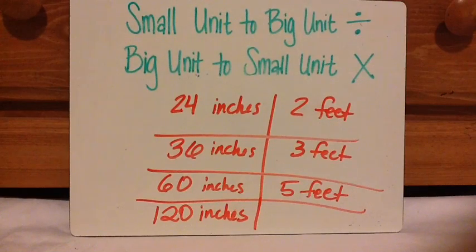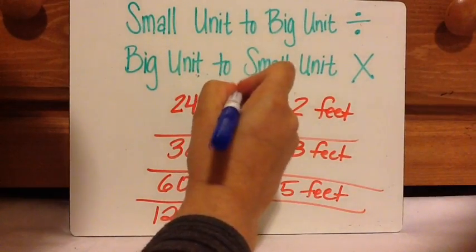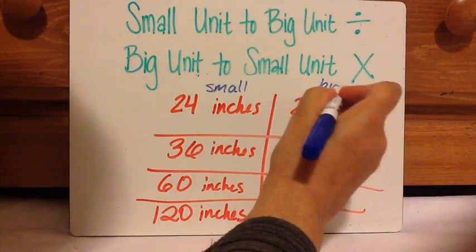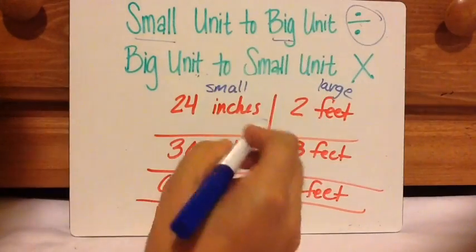So 24 inches is 2 feet, 36 inches is 3 feet, 60 inches is 5 feet. How many feet is 120 inches? So here's the thing. Recognize this is a small unit and this is a large unit. So if you're going small to big, you're actually going to divide.